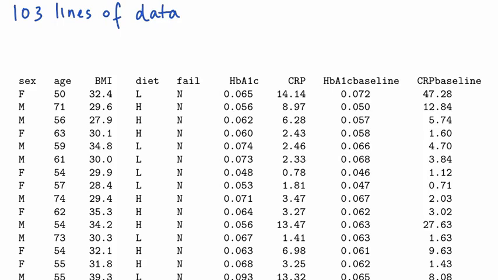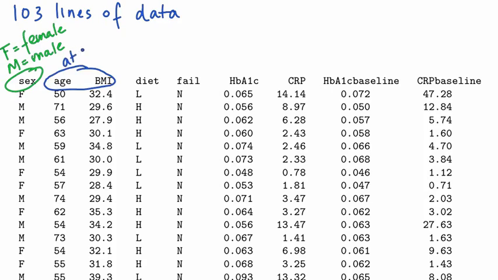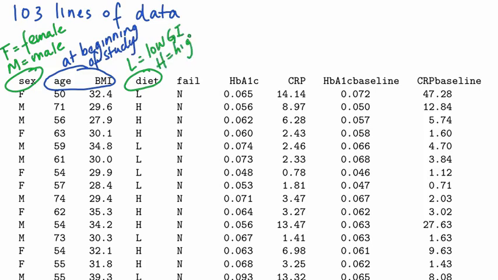So now let's take a look at the data. Note that sex is coded F for females and M for males. Then we have the subjects' ages and BMIs. These were measured at the beginning of the study. Diet is coded L for the low glycemic index diet and H for the high glycemic index diet. The columns HbA1c and CRP are the values at the end of the study. So these are the values after 1 year on the treatment diet.